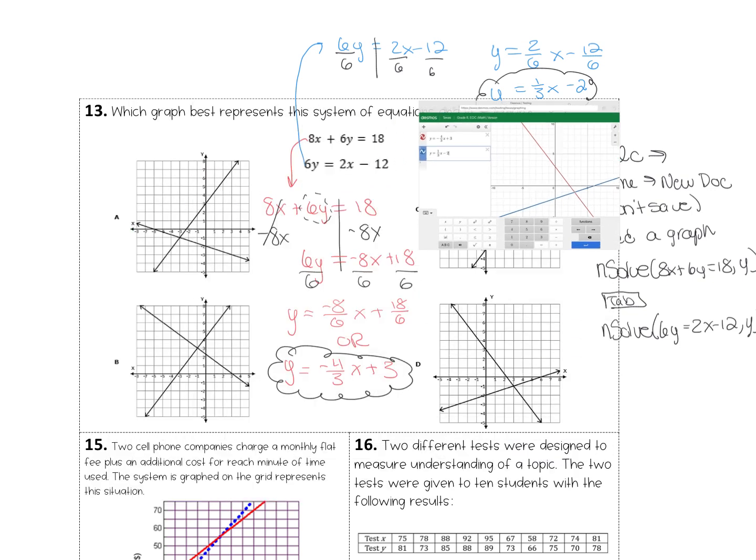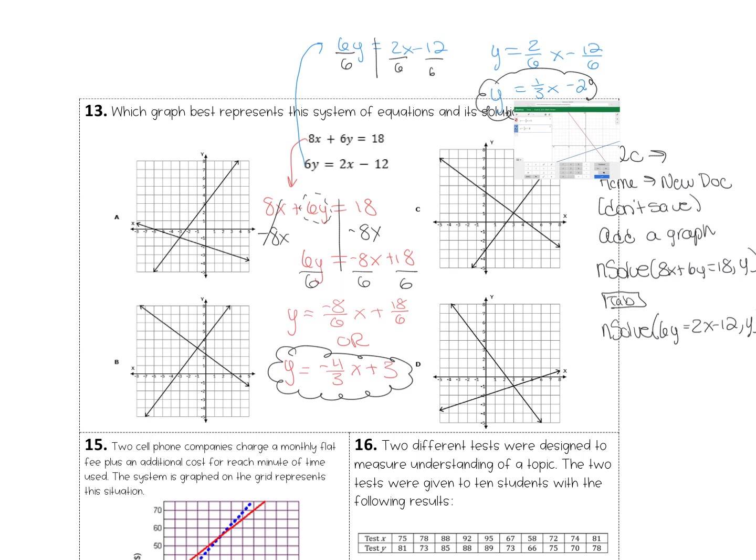So when I go over here and look, this one is in the wrong place. This one is in the wrong place. This one's in the wrong place. The one that's in the fourth quadrant is letter D. Letter D is our answer.